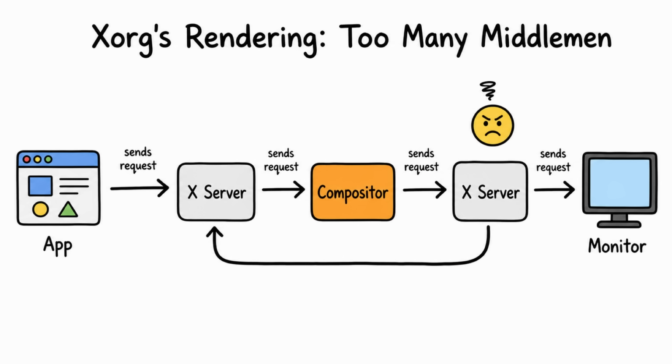And there's another pain point, the compositor. In modern desktops, a compositor is the piece that adds visual effects, smooth animations, transparency, window shadows. In Xorg, the compositor is a separate layer sitting on top of the X server. So the rendering path goes app, X server, compositor, back to X server, screen. That's a lot of bouncing around. This creates tearing, lag, and unnecessary complexity. The X server was doing work that the compositor was just going to redo anyway.